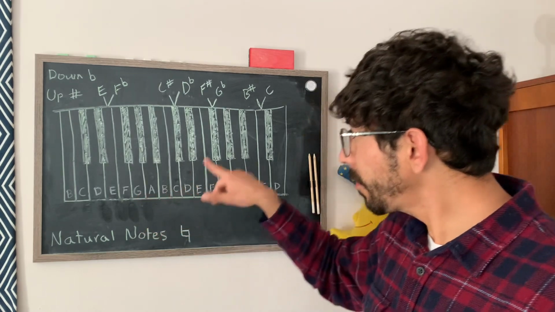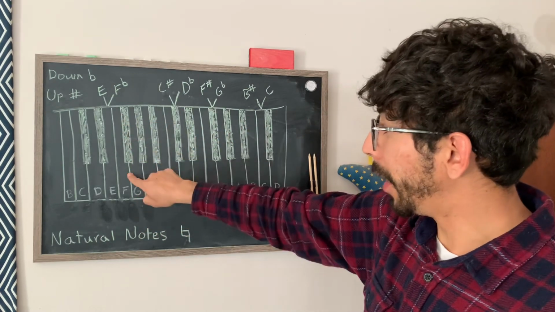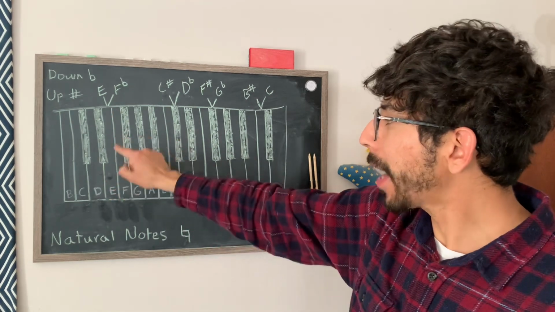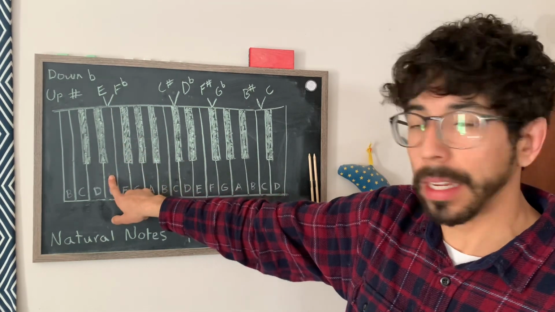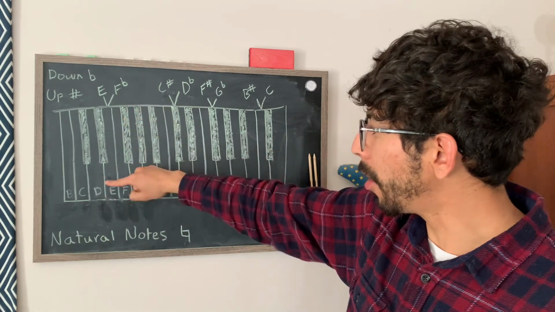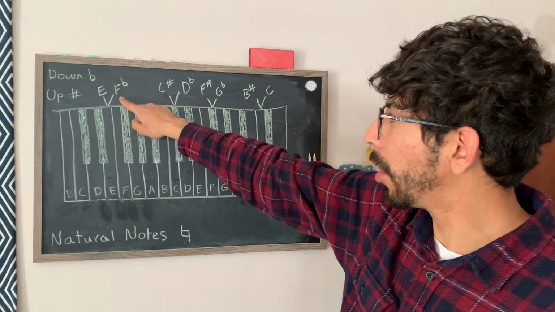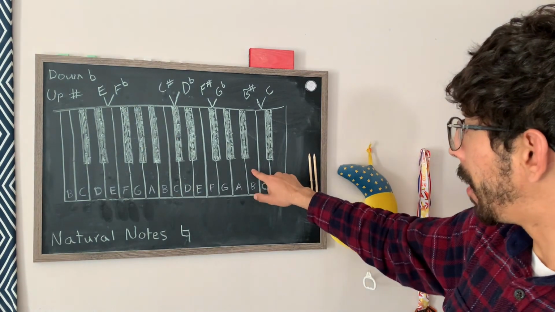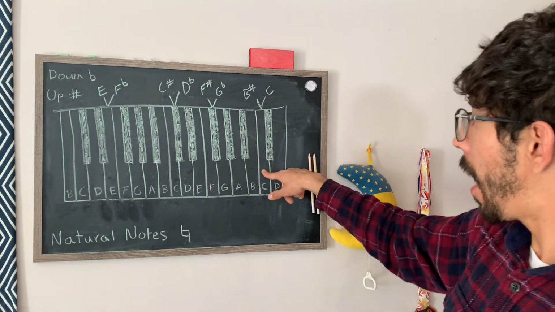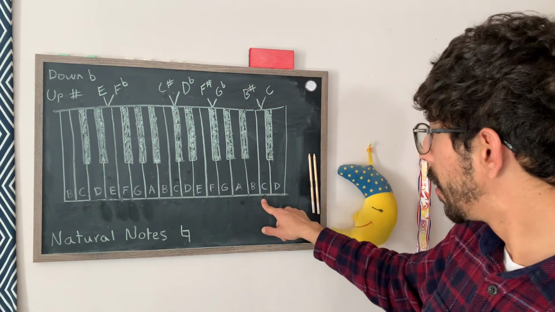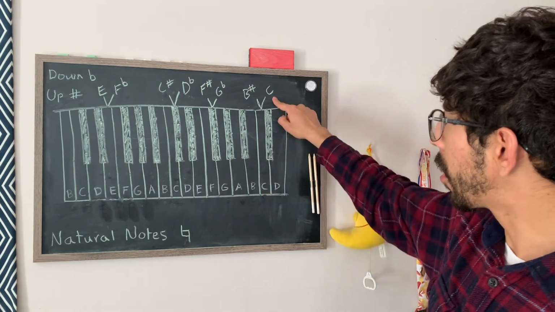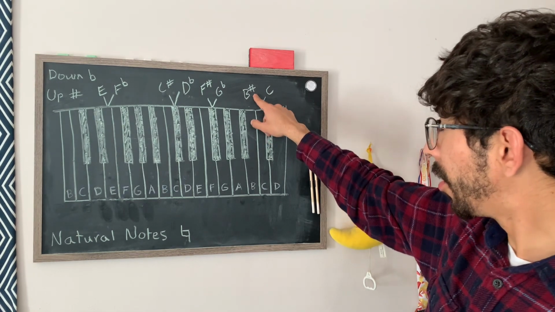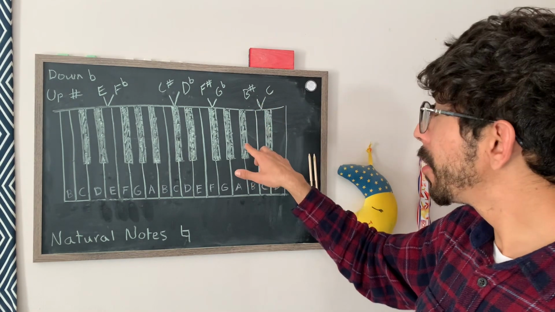If you were in F and you wanted to go down a half step, there's no black key, so you would have to go down to E. So this note, E natural, can also be called F flat. Same with B. If I'm at B and I want to go up a half step to C, this note is either called C or B sharp. So that's where it could get a little confusing.